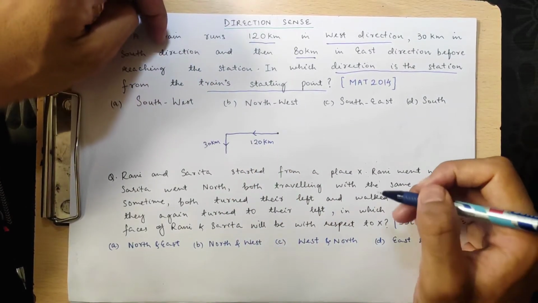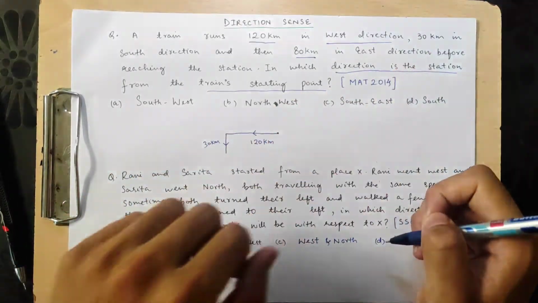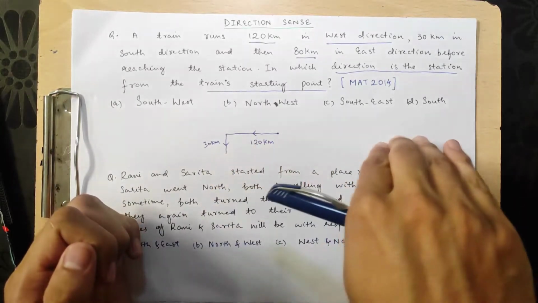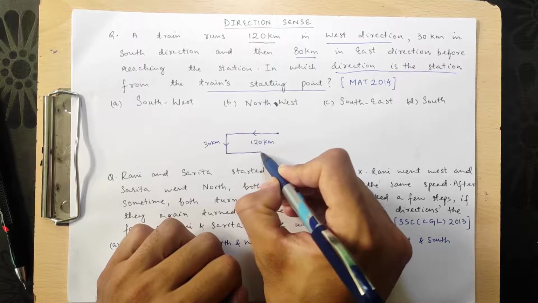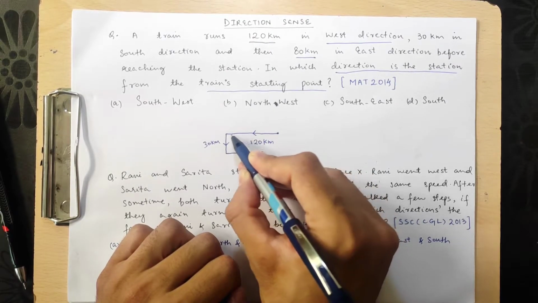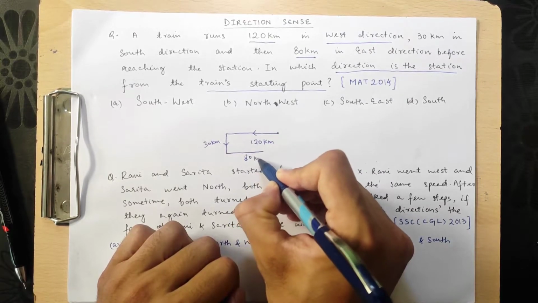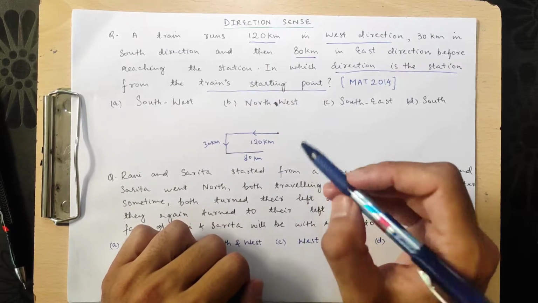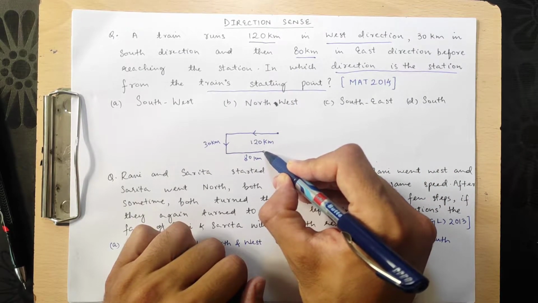And 80 kilometers in the east direction. Now it will move 80 kilometers to the east, and east is this direction. So it has moved 80 kilometers. That means it will be lesser than this, because this is 120 and this will be smaller than this. This will be 80 kilometers. Great. Before reaching the station, that means after traveling 80 kilometers, finally it has reached the station. So the station is here.